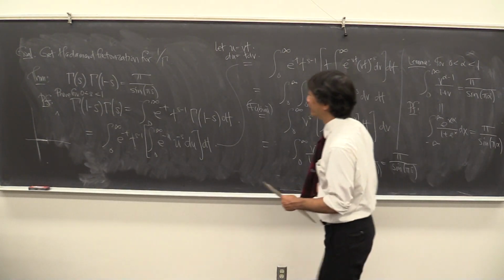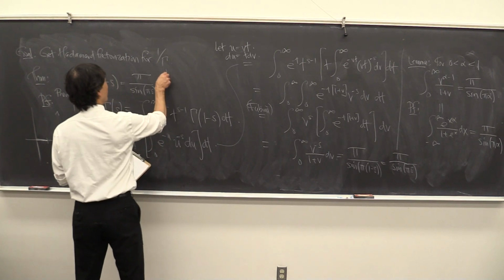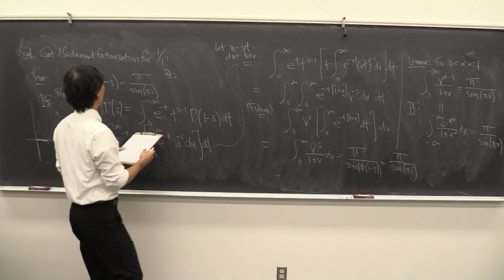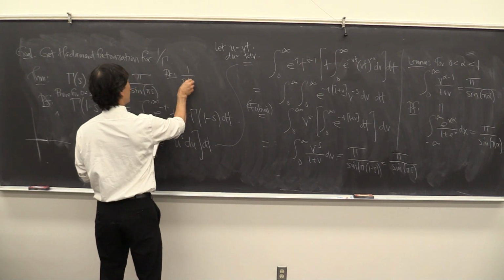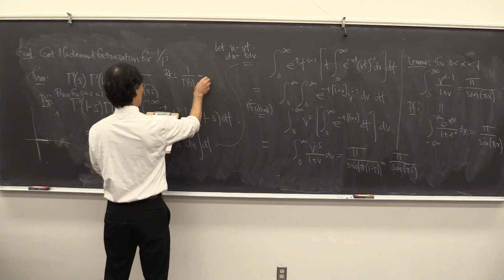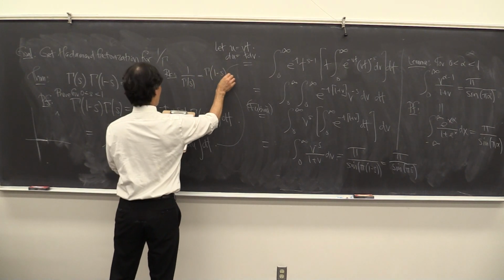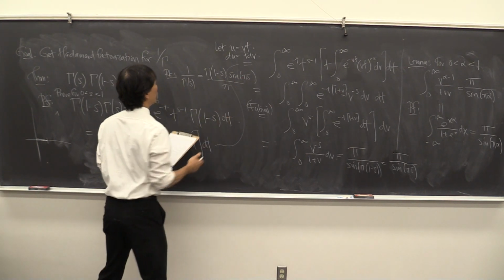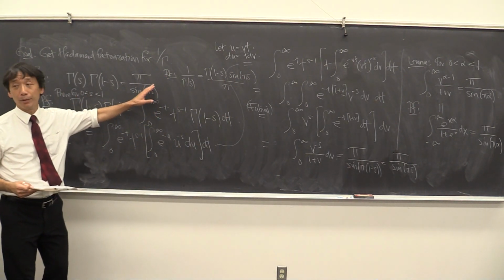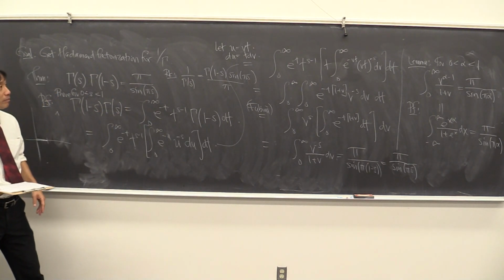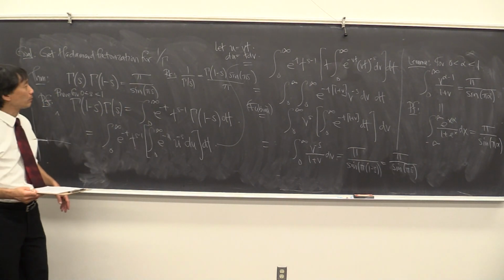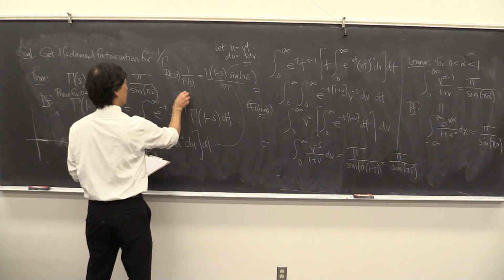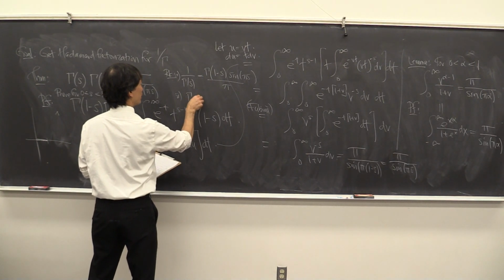Okay, but in any case, remark that this gives us some formula for 1 over gamma, right? 1 over gamma is going to be gamma of 1 minus s times sine pi s over pi. So it gives you a nice formula for 1 over gamma, which is why we wanted it. And then the second thing to notice is that this also implies that gamma is never 0.